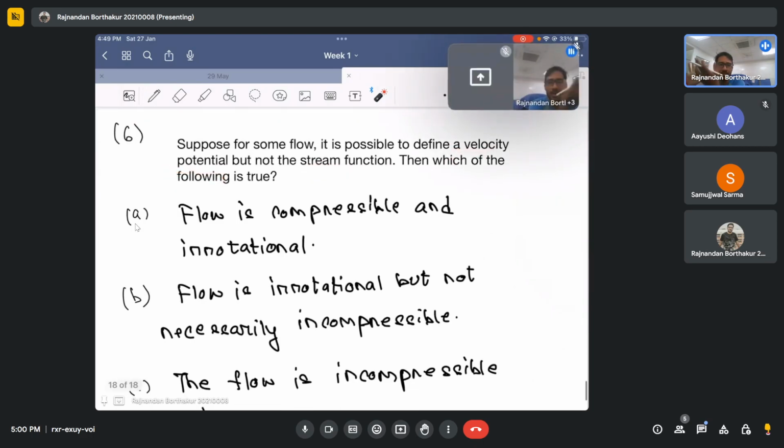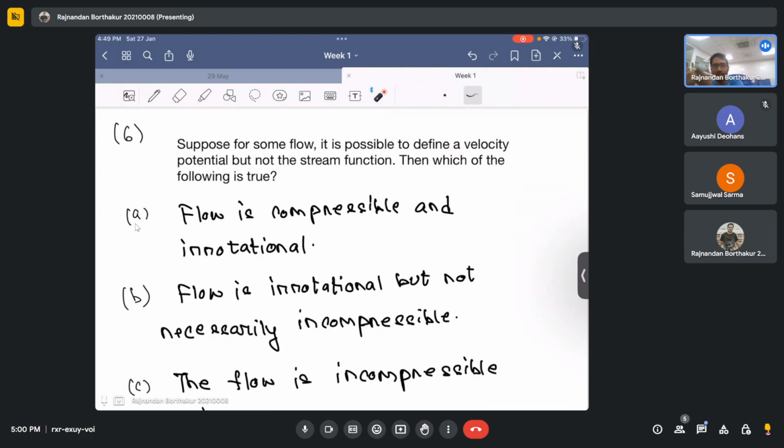So if you cannot define a stream function, as we have seen multiple times, if there exists a stream function, then inevitably the flow will satisfy the continuity equation, which means that the flow is incompressible.